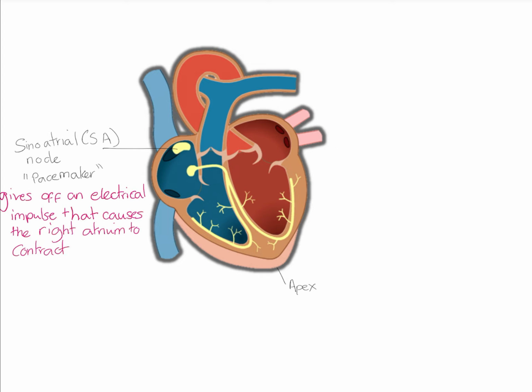The impulse is directed to the atrio-ventricular node, or the AVN, because the tissue along the base of the atria is non-conductive, which means that the electrical impulse from the sino-atrial node cannot easily pass directly from the top two chambers of the heart down into the bottom two chambers. So that wave of electrical impulse has to be funneled through the atrio-ventricular node.